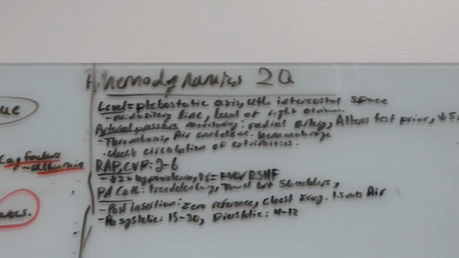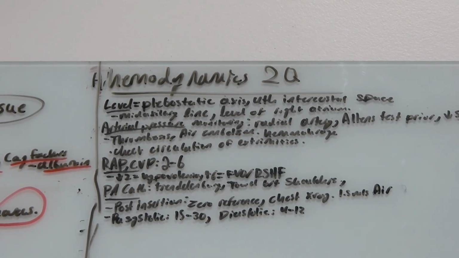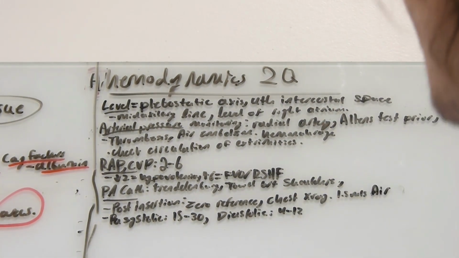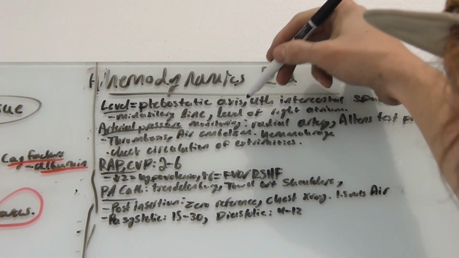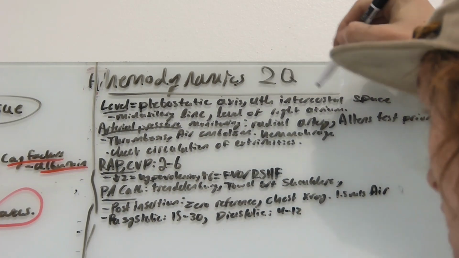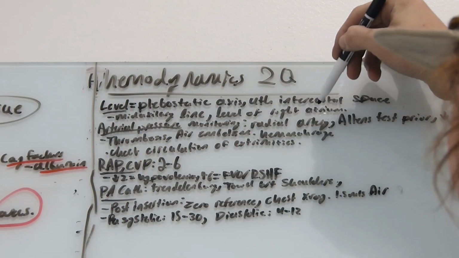Okay, so really quickly, we're going to go over hemodialysis. There's only 2 questions on it, and I went through the hemodynamics section, and this is just from my PowerPoint notes. To get the level, it's the phlebostatic axis, 4th intercostal space, mid-axillary line, level of the right atrium.